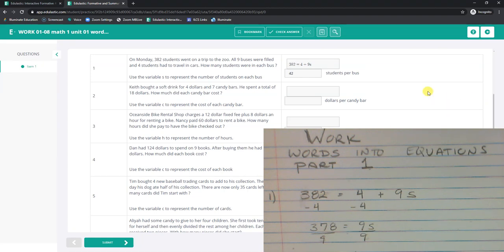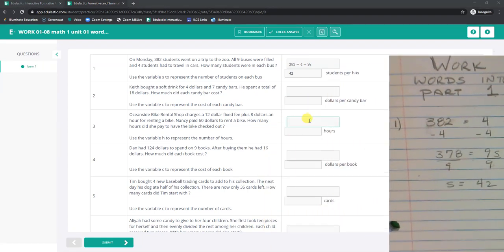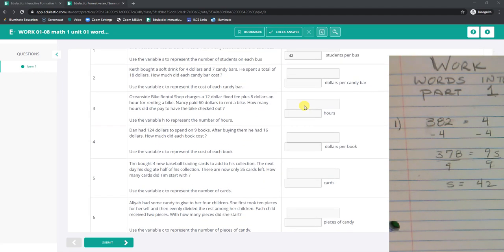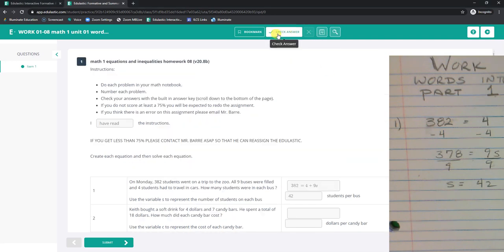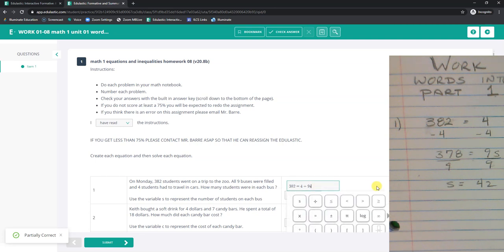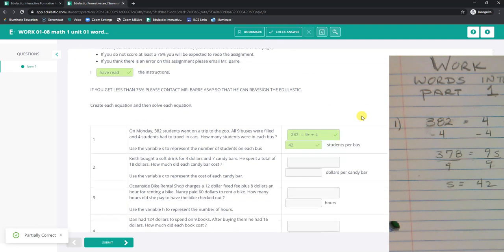Let's check it with our answer key. 382 equals 9S plus 4, 42 kids on the bus. Let's see if it's okay with the order we put it in. I'm going to check that answer. Oh, it doesn't like my order. Let's fix that order then. Sometimes Edulastic can be a little bit. There, it's happier now. Okay.